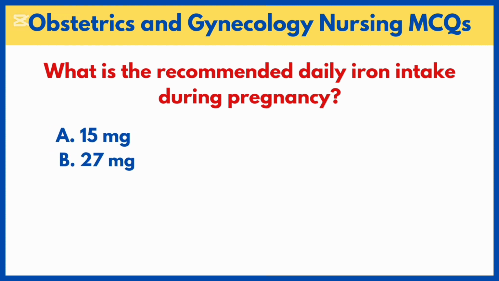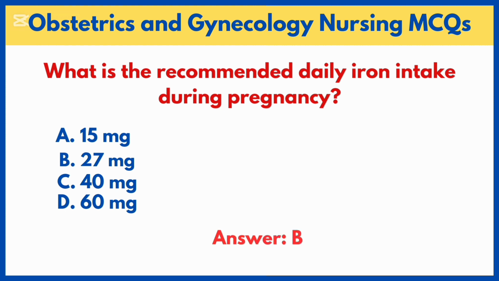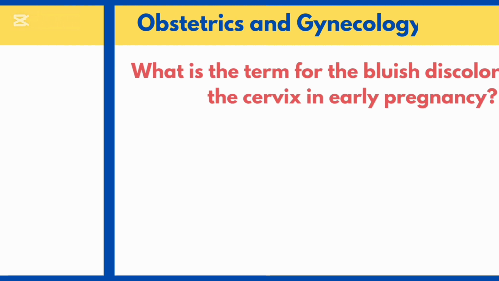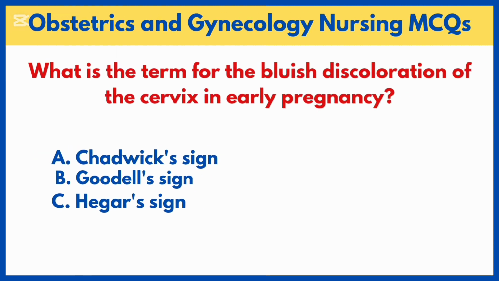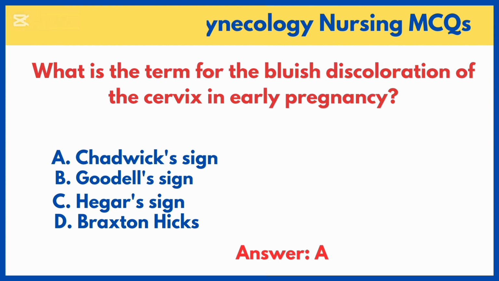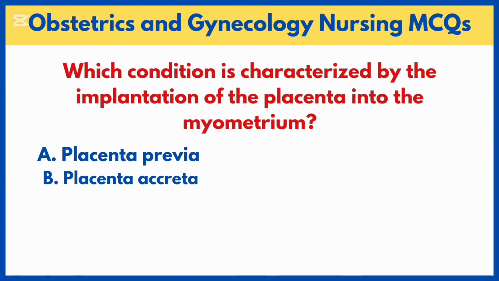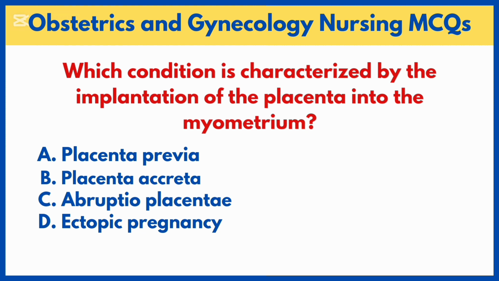What is the recommended daily iron intake during pregnancy? Correct answer is option B, 27 mg. What is the term for the bluish discoloration of the cervix in early pregnancy? Correct answer is option A, Chadwick's sign. Which condition is characterized by the implantation of the placenta into the myometrium? Correct answer is option B, placenta accreta.